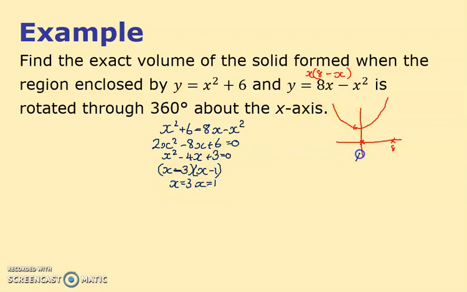All right, so this goes up and it comes down, and that point there is at 1, and this point here is at 3 if you draw it accurately. And so this is the shape I've got, and it's this shape that I'm trying to revolve around the x-axis.